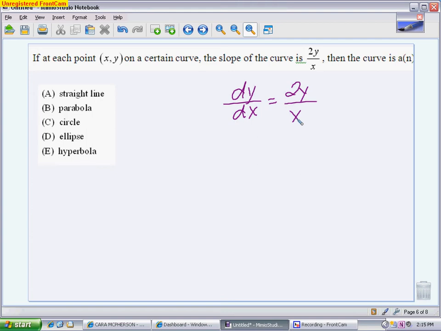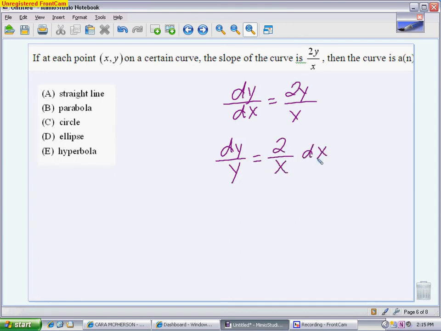And the way I'm going to have to do this is I'm going to actually have to integrate it. Before I can integrate it, I have to separate it. So this is a separate and integrate type problem. So what I do to separate it is I'm going to divide by y. So I'm going to get dy over y, and I'm going to multiply by dx. So here is my separated version.